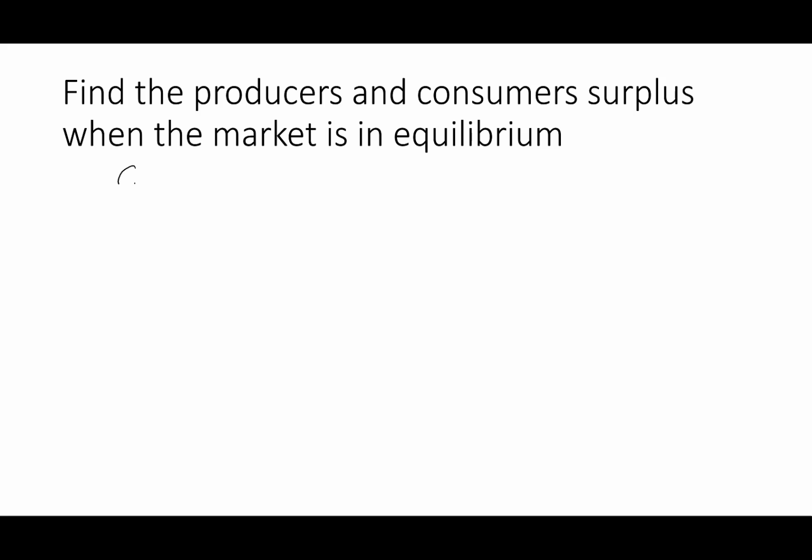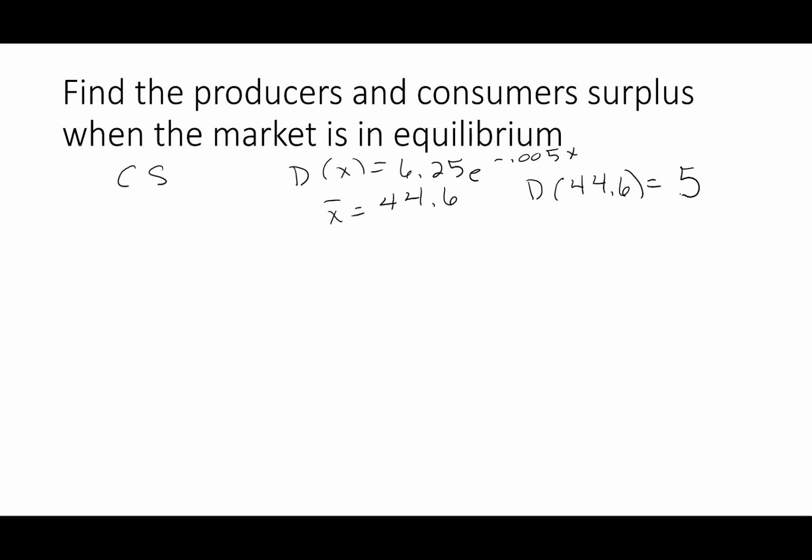I'm going to start with the consumer surplus, and let me remind you that the demand function was 6.25 e to the negative 0.005x. We said we are selling 44.6 thousand pints of ice cream. So let's figure out what d of 44.6 is, which will tell us the price that each pint will sell for. So this gave me $5. I got 5.0007, and we're just going to round that over to 5. So we got this nice value that's p bar.